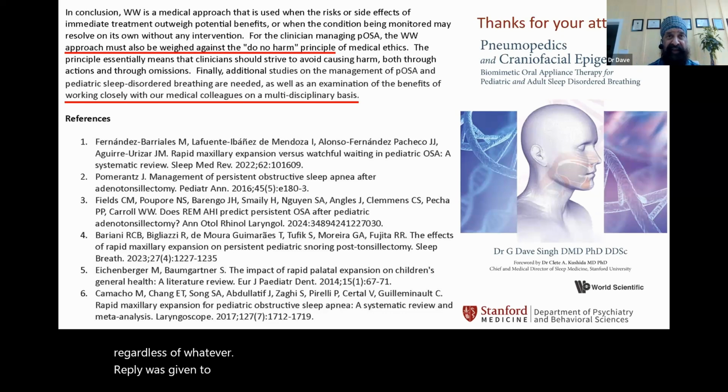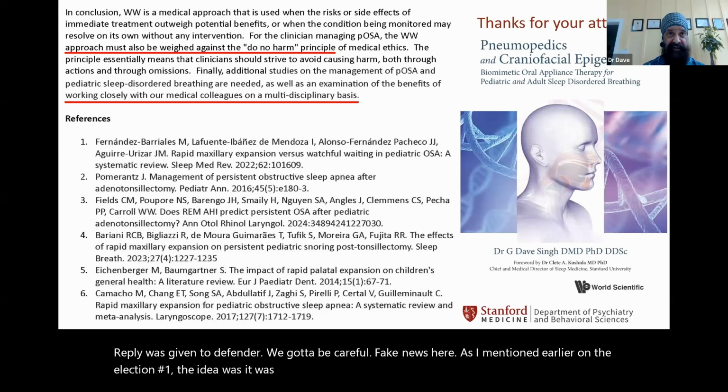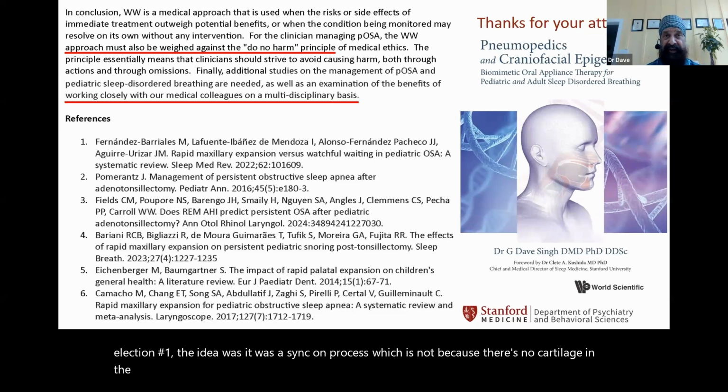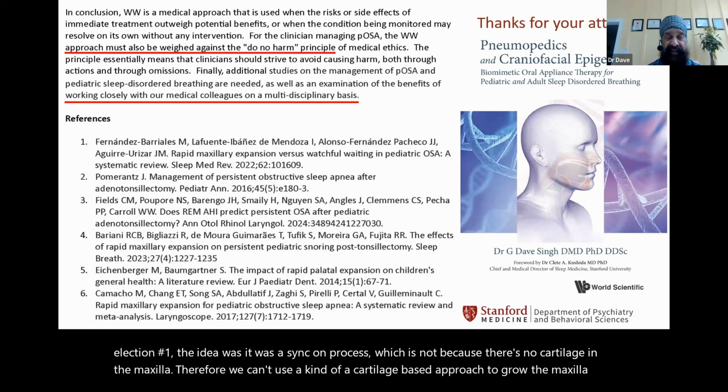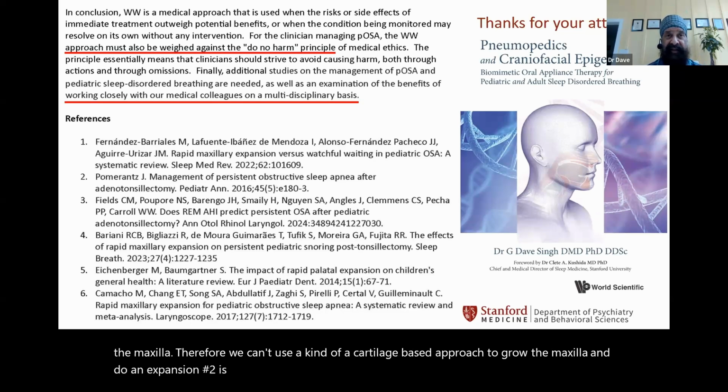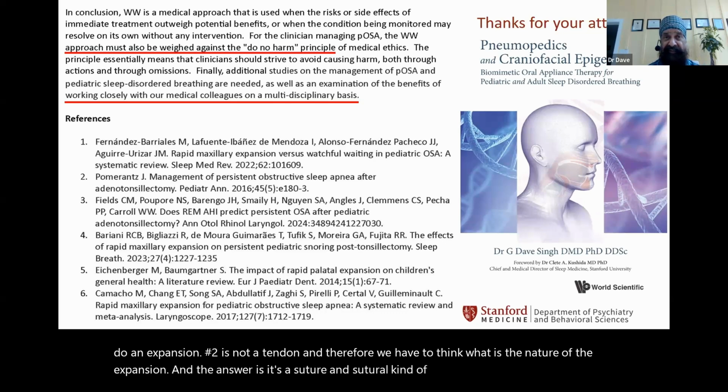We've got to be careful of fake news here. As I mentioned earlier in the lecture, number one, the idea was it was a synchondrosis, which it is not, because there's no cartilage in the maxilla. Therefore, we can't use a cartilaginous-based approach to grow the maxilla during expansion. Number two, it's not a tendon, and therefore we have to think, what is the nature of the expansion? And the answer is it's a suture, and sutural biology has become very well investigated.